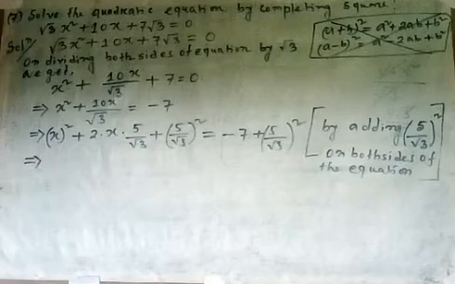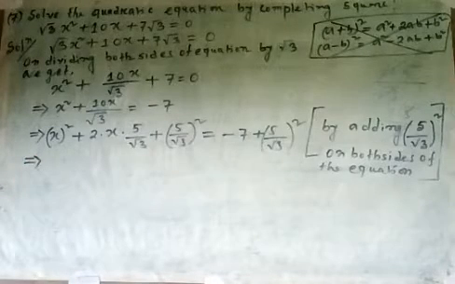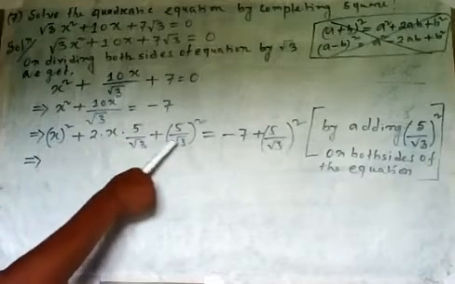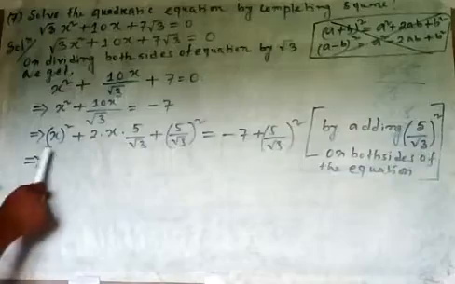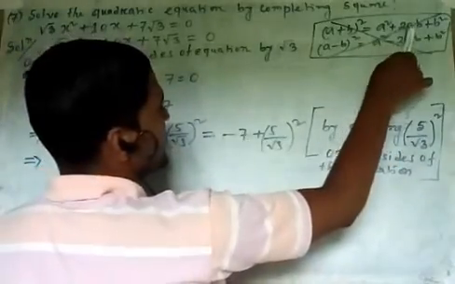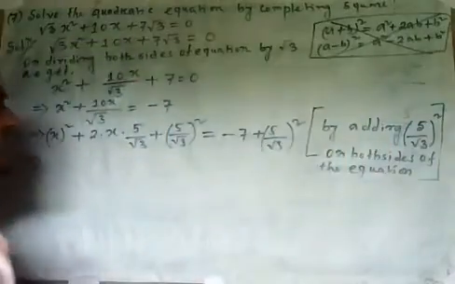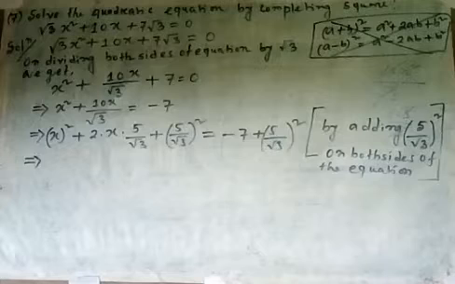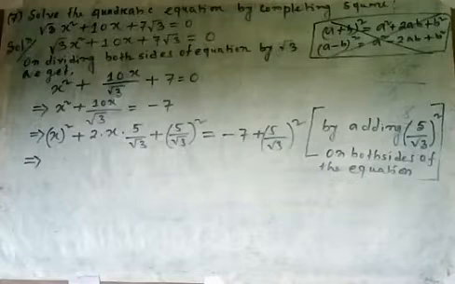So after adding, what we can see: a square plus 2ab plus b square. a means x, b means 5 by root 3. So a square plus 2ab plus b square equals, what is the formula? (a plus b) whole square.